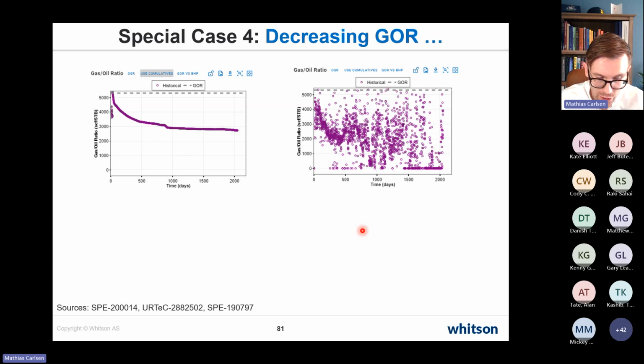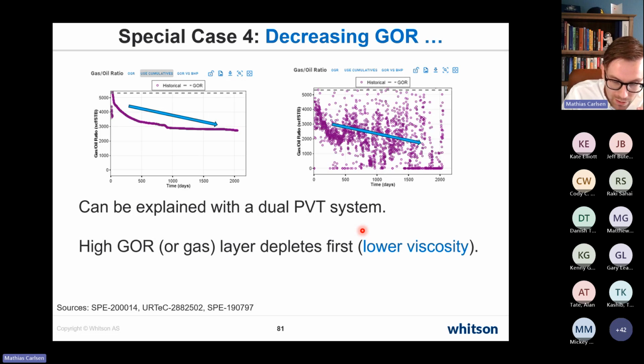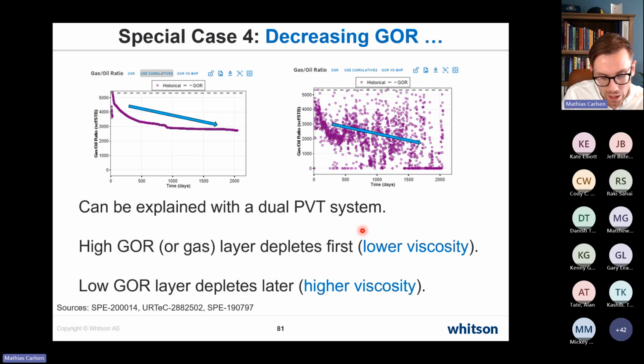And that's decreasing GORs. And here again, I'm not talking about decreasing GORs for a little period of time. That can be cleanup or data issues, whatever. I'm talking about decreasing GORs over like 2,000 days, which you're seeing here. A plausible explanation for that could also be a dual PVT system, and this is for a case from the beginning, where you have a high GOR gas layer that will deplete first, because it has higher mobility, lower viscosity, and all that. And then you have a low GOR layer that depletes later.